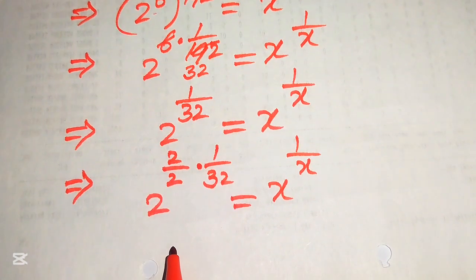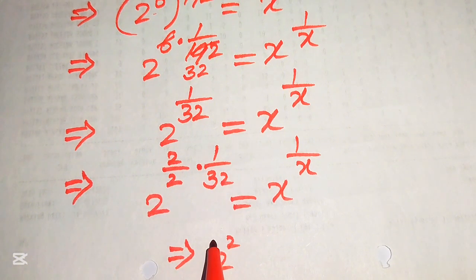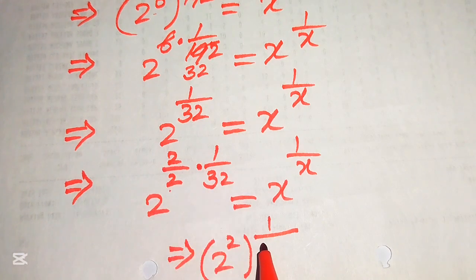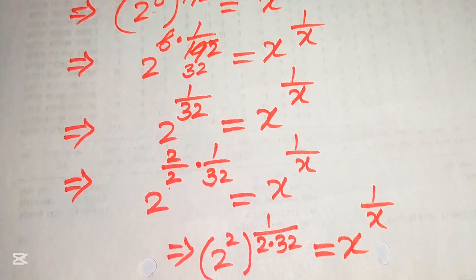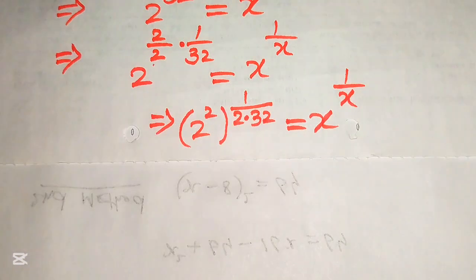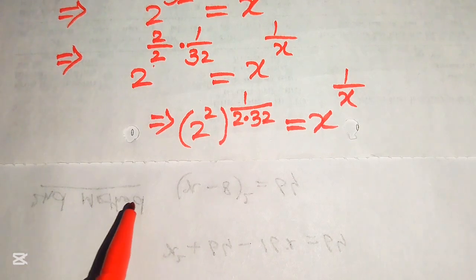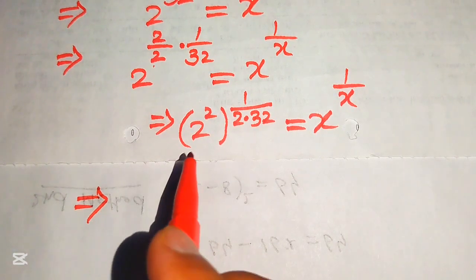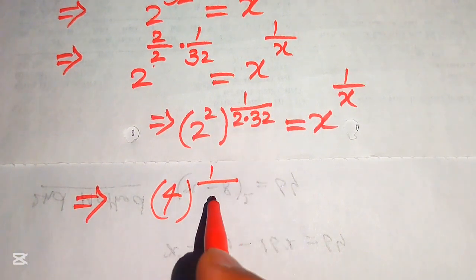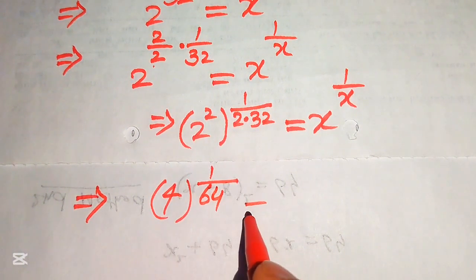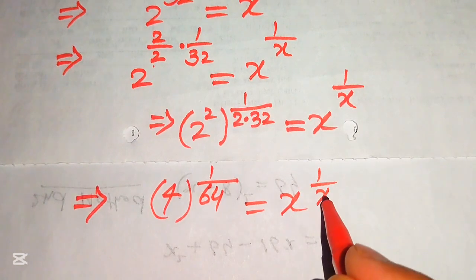Okay, so here we just move this 2 inside the term, and it becomes 2 squared, and its whole power is 1 over, we multiply 2 with 32, so it becomes 2 multiplied by 32 is equal to x to the power of 1 over x. And now in the next step we have 2 squared, and 2 squared equals 4, and its whole power is 1 over 2 times 32 equals 64, equal to x to the power of 1 over x.